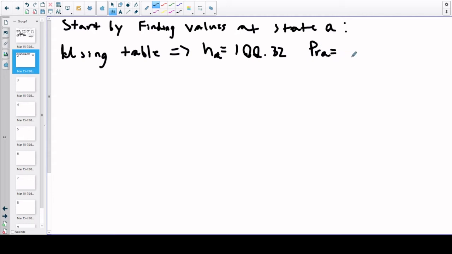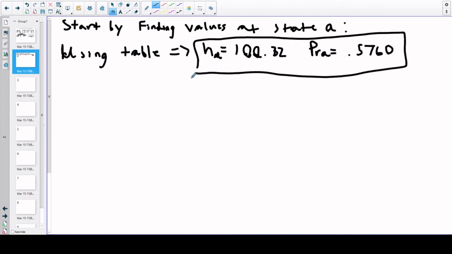Alright, so PRA is 0.5760. This is just from the tables, at the temperature of T1 or TA, 420 degrees Rankine. And so we found this. Using one of these values, we can then solve for the next one. This is for the diffuser. Remember, this is A going into the diffuser and 1 coming out of it.